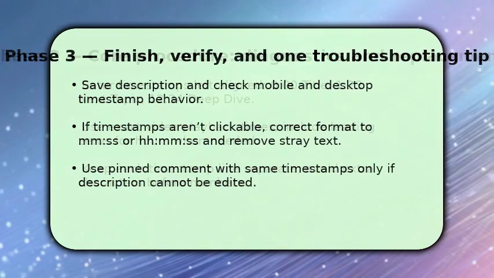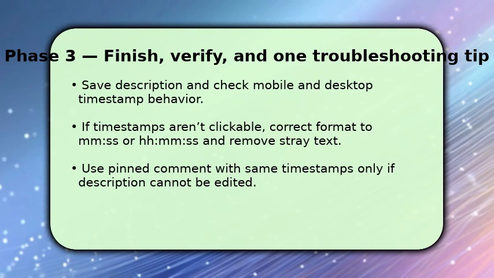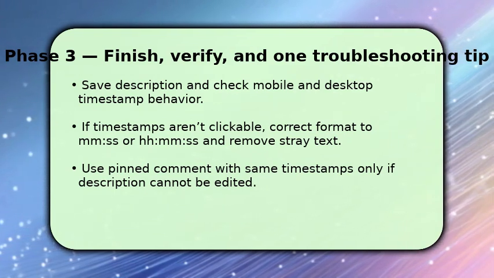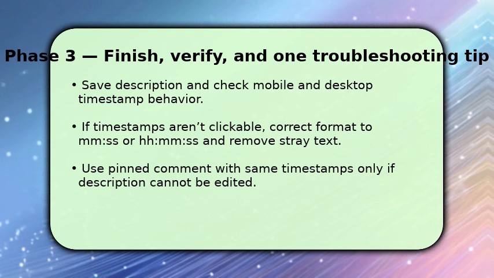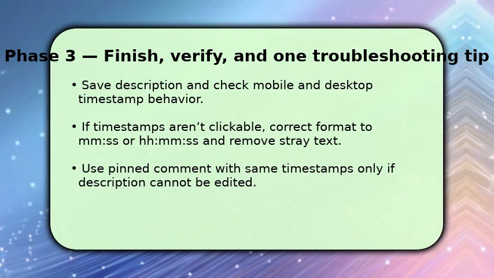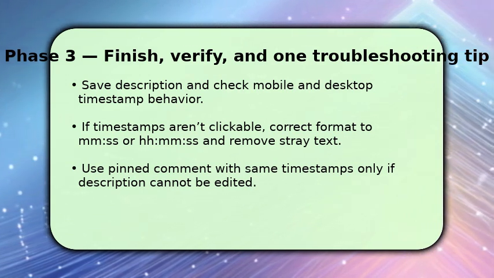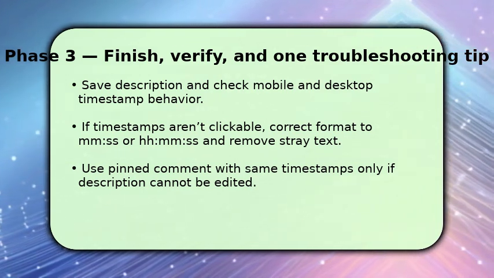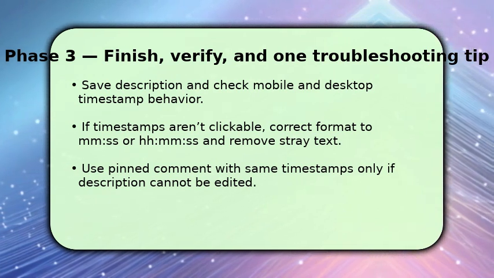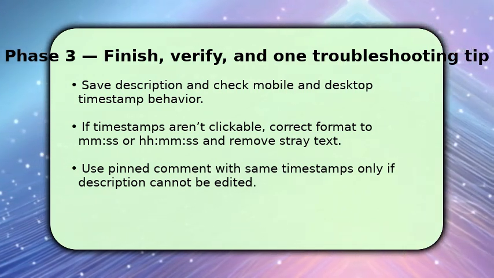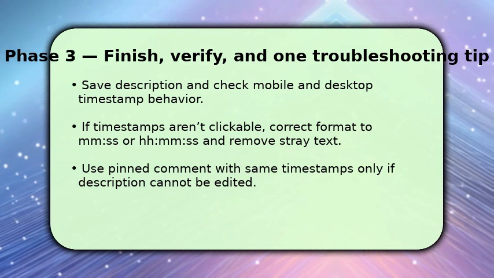target. Finish by saving the description and testing timestamps on both desktop and mobile. YouTube behavior can vary. If a stamp is not clickable, make sure the line begins with a clean time string and no punctuation before it, then save again. Once working, optionally add chapter style with 0:00 start, and evenly labeled sections for navigation.